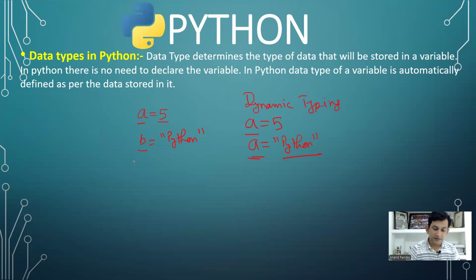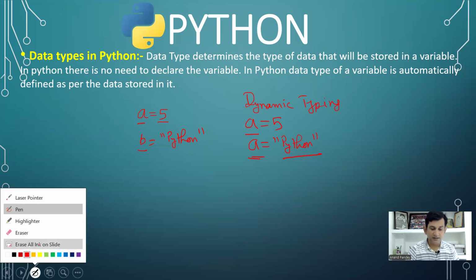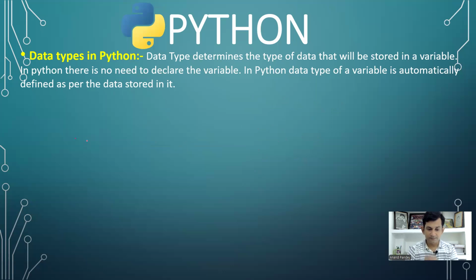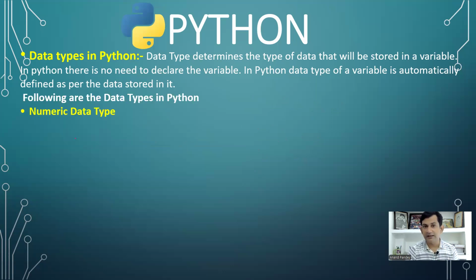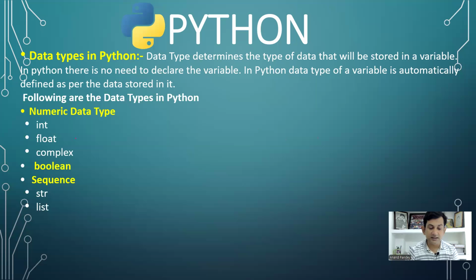Now in Python, we have the following data types. Category wise I'm going to tell you. Numeric data types: in numeric data types, we have int for integers, float for fractional values, complex for complex numbers, and boolean, true and false. Sequences: in Python, we have 3 sequences, that is str for string, list, and tuple. I will explain all these in brief. And now dictionary and sets. So these are the data types in Python. I'm going to discuss them one by one.